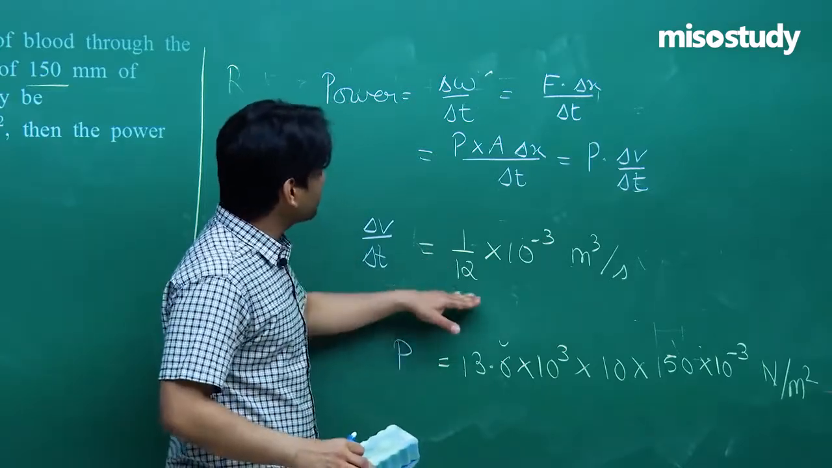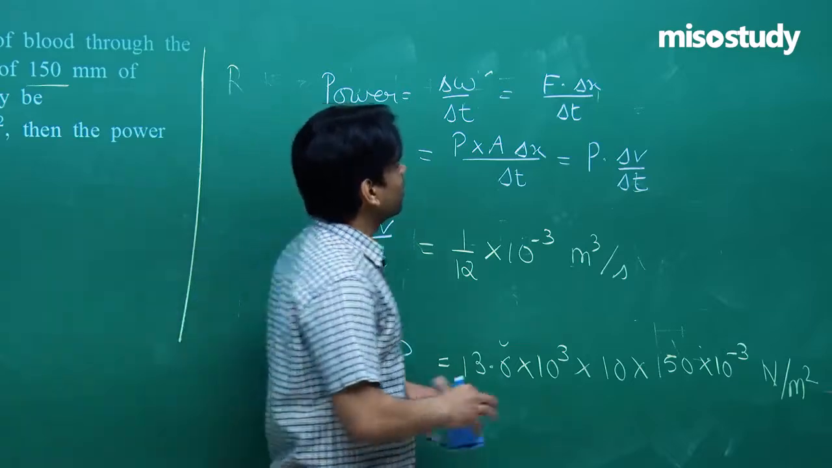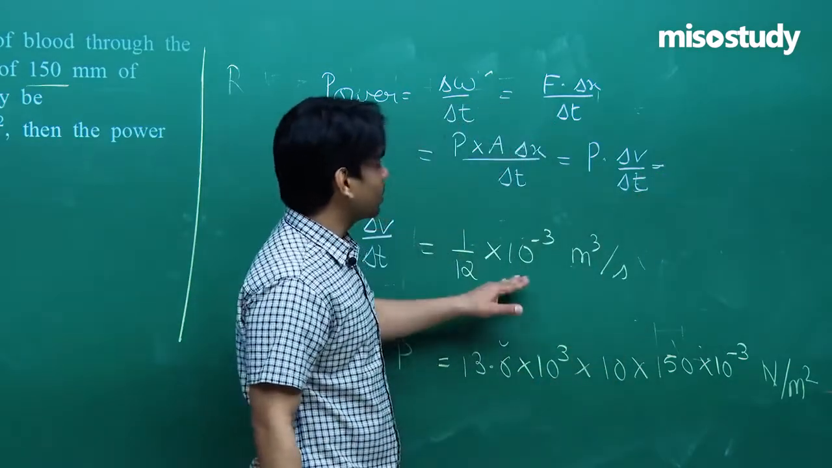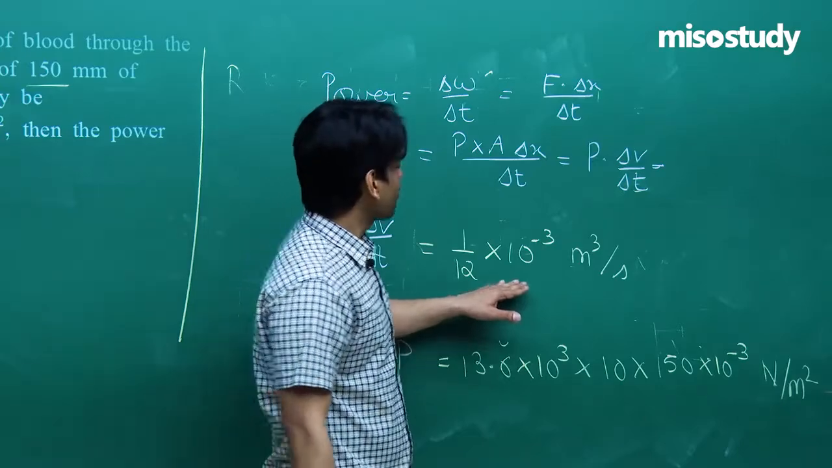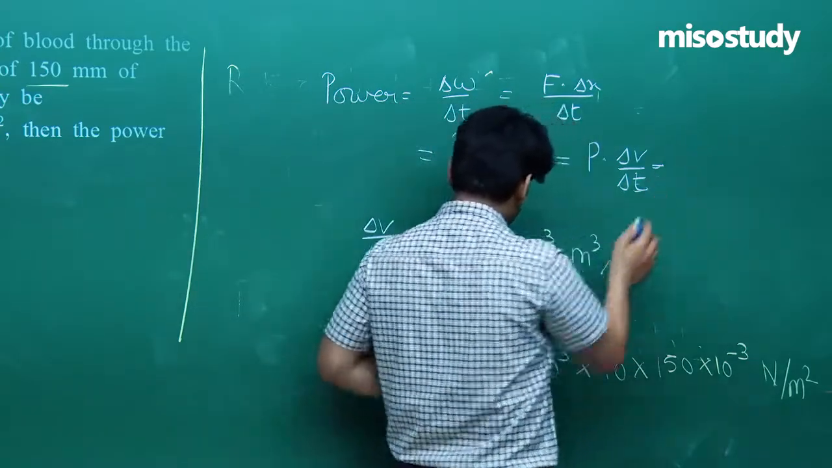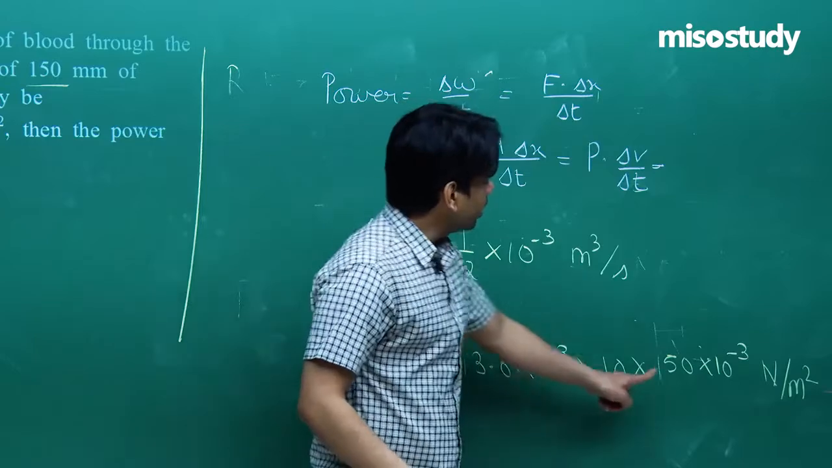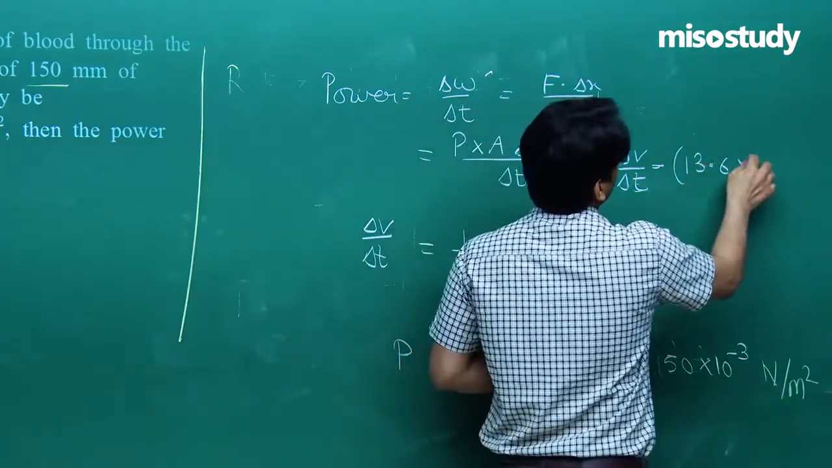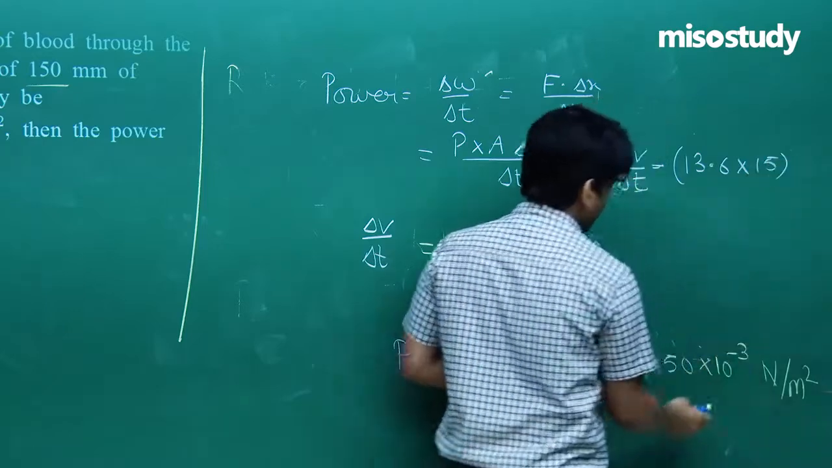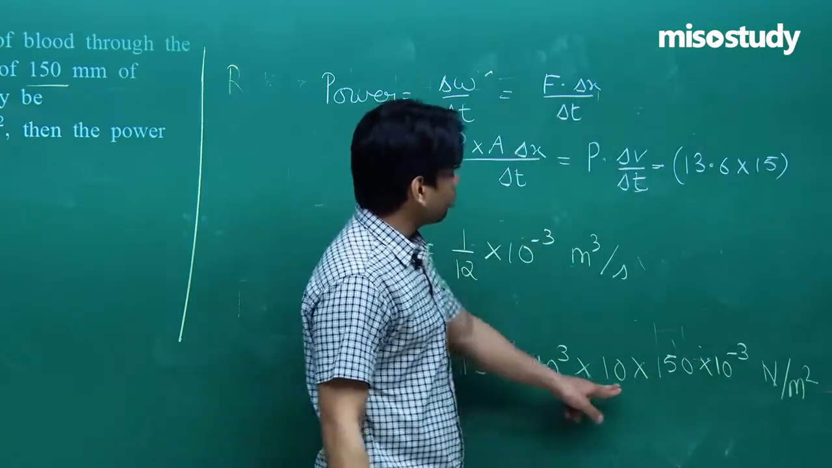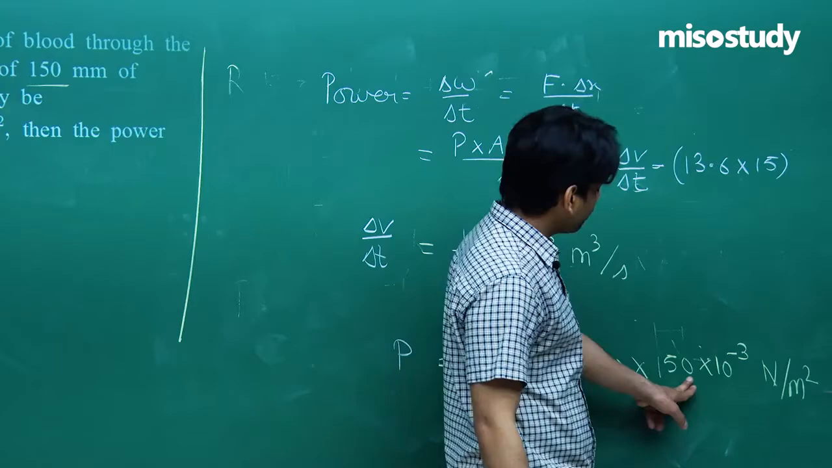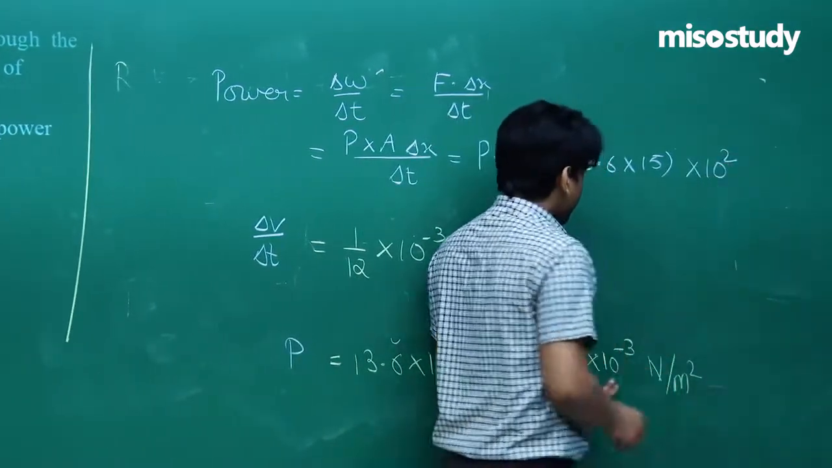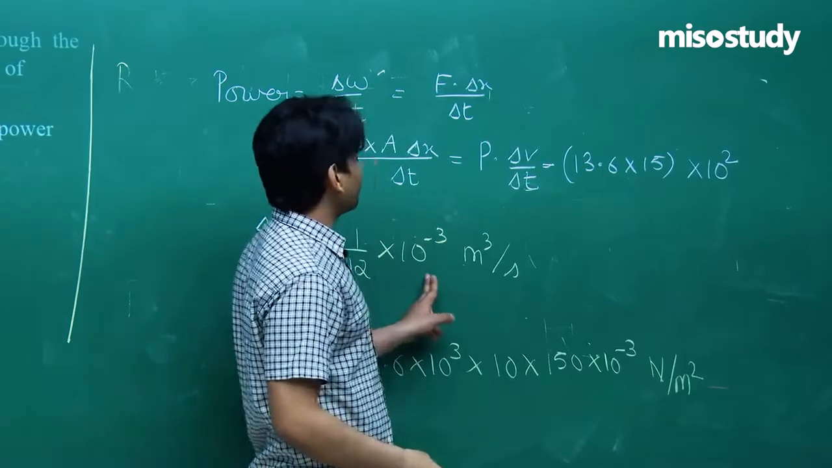Now delta V by delta T is given, pressure is given. So finally what you do, just simply multiply this term with this term, you will be getting the required answer. So if I write all the values, I will be having 13.6 into 15, and rest you see 10 to the power 3, 10 to the power 4, 10 to the power 5, 10 to the power minus 3, 10 to the power 2 you will be left with. Next you see, multiply this by 1 by 12 into 10 to the power minus 3.